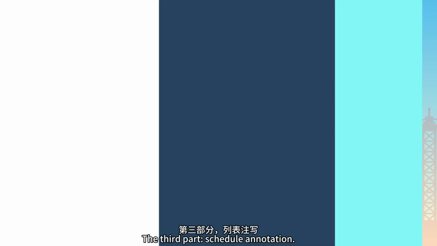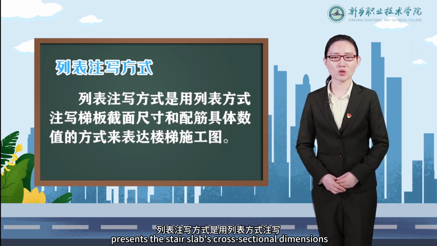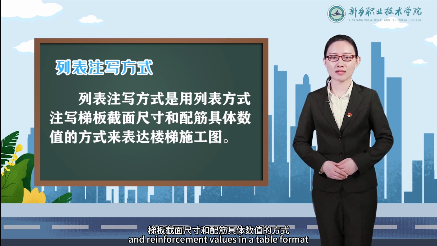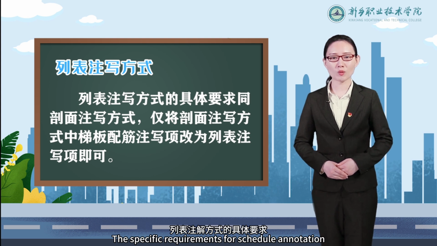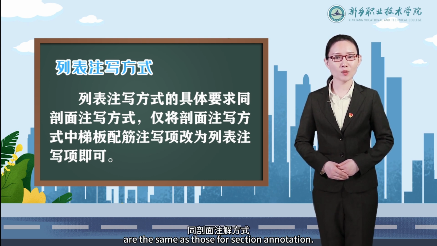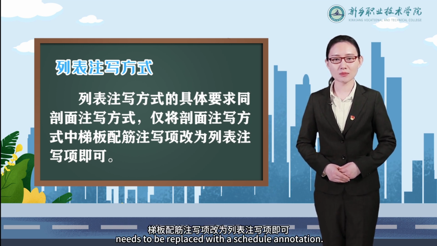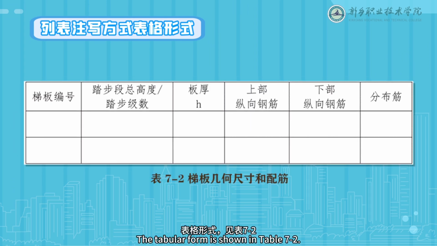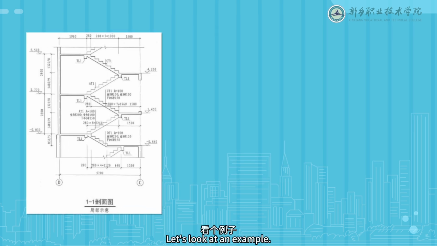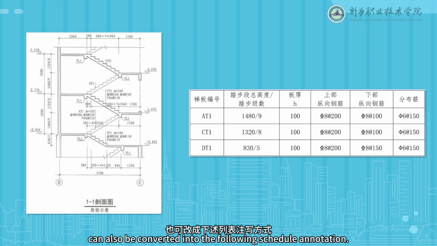The third part, schedule annotation. The schedule annotation method presents the stair slab's cross-sectional dimensions and reinforcement values in a table format to express stair construction drawings. The specific requirements for schedule annotation are the same as those for section annotation, only the reinforcement annotation of the stair slab in the section annotation method needs to be replaced with a schedule annotation. The tabular form is shown in Table 7-2. Let's look at an example. The section annotation in the drawing can also be converted into the following schedule annotation.